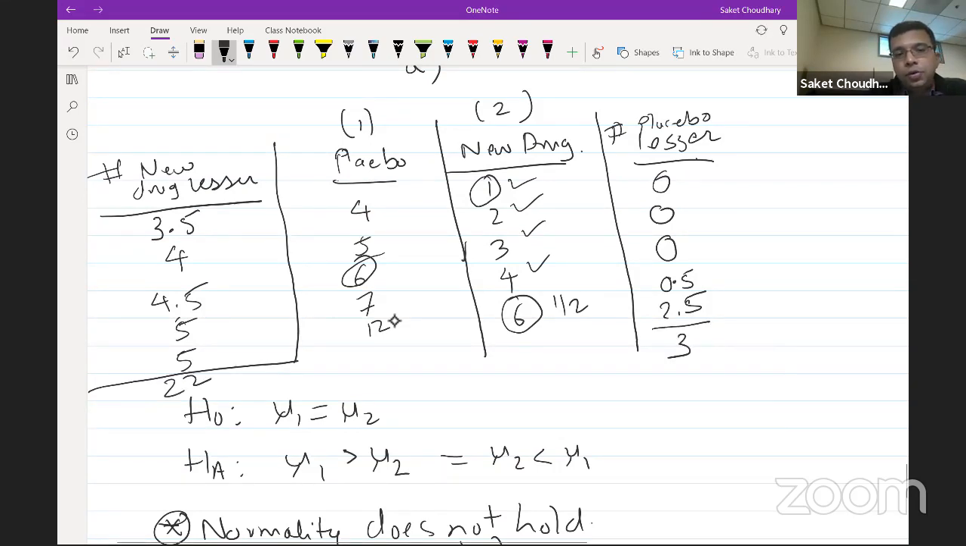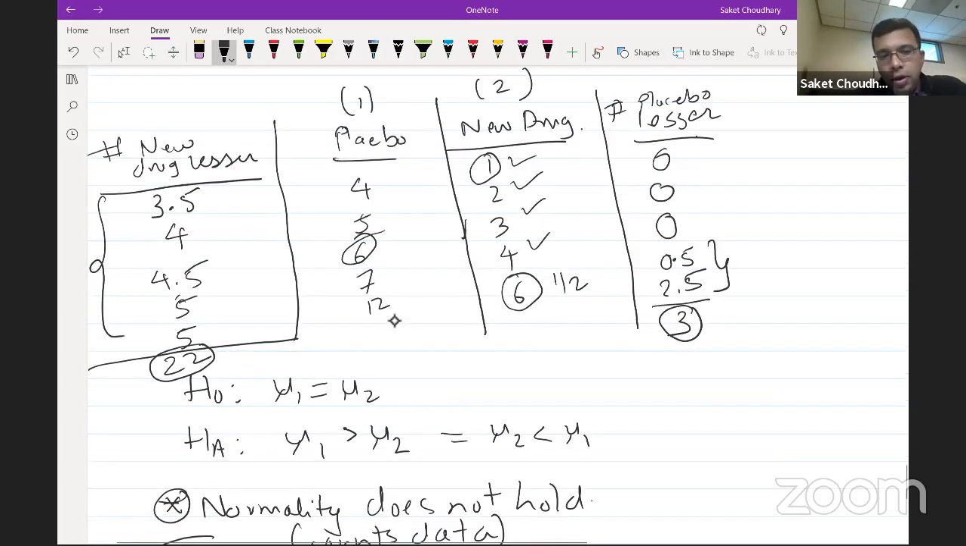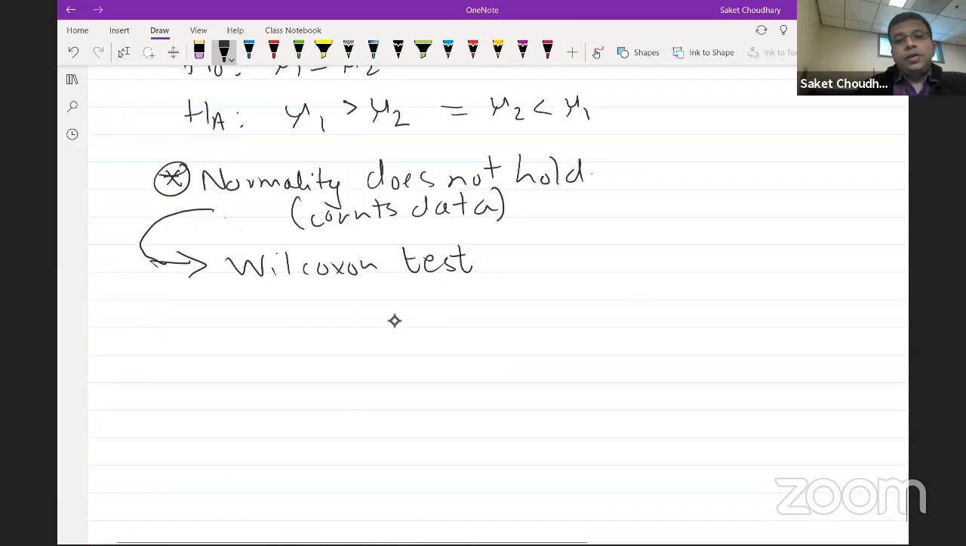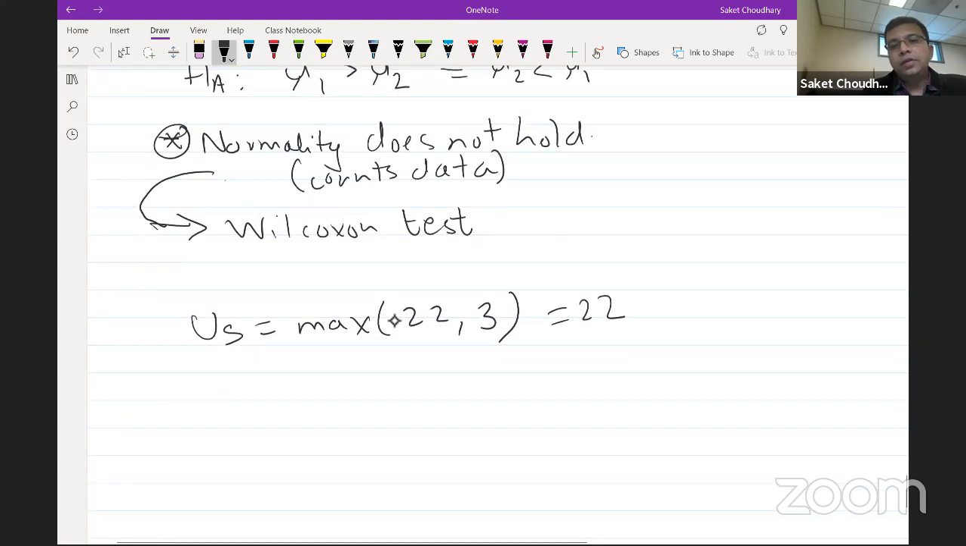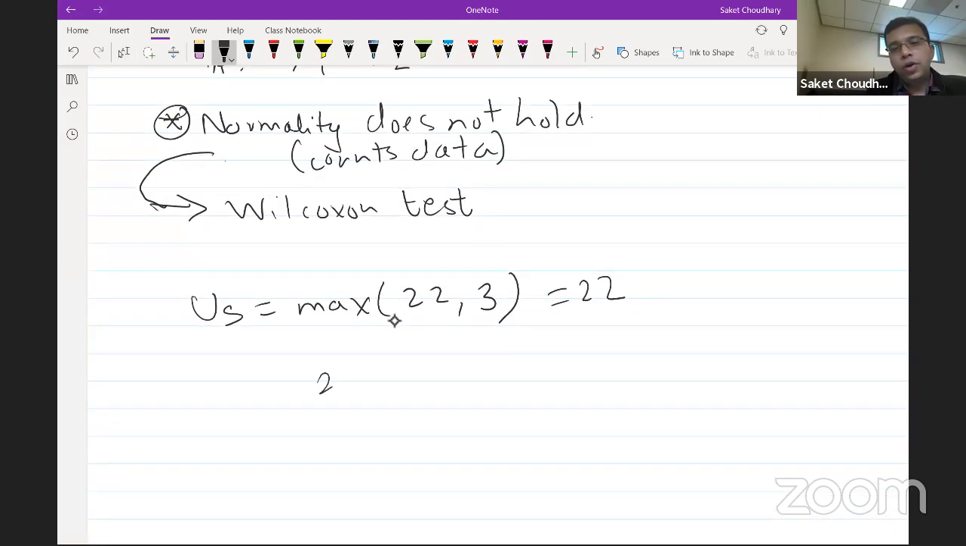What is this equal to? So the value that I'm writing here is the summation of these two values. And the value that I'm writing here is the summation of this. Okay. Now we pick up a statistic. This statistic is the maximum of these two values. So the maximum of 22 and 3 is 22. One quick check if you're doing it right is that the summation of these two values, 22 plus 3, should be equal to n1 times n2, which indeed it is, which is equal to 5 into 5.